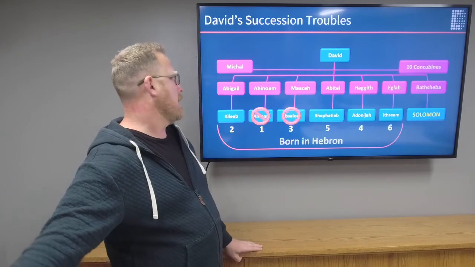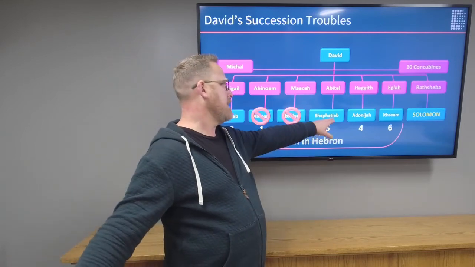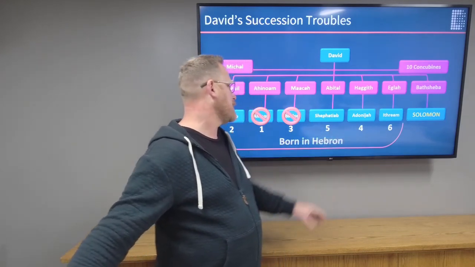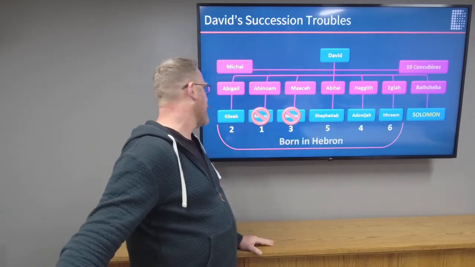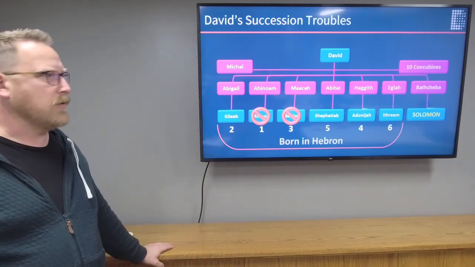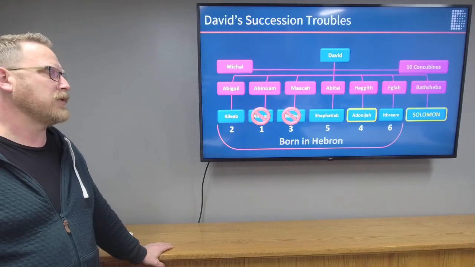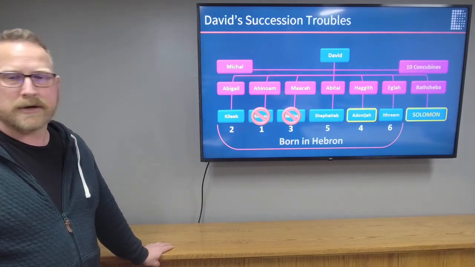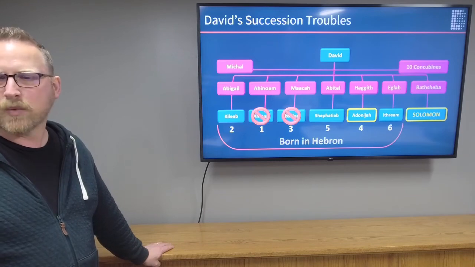Shephatiah, we don't hear anything about, or Ithream. But Adonijah, who was kind of the next one in line, ends up making a play for the throne at the same time as Solomon, who was the son of Bathsheba. So he would have been a good deal older than Solomon as well.